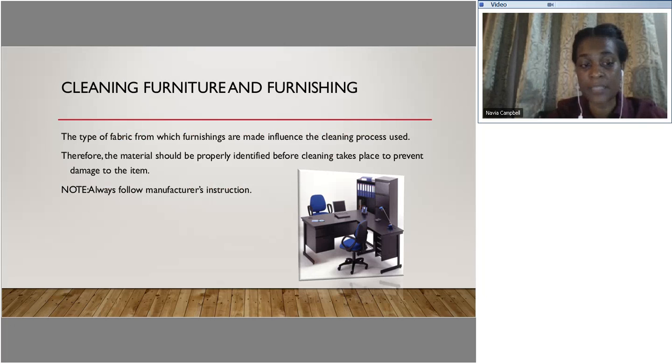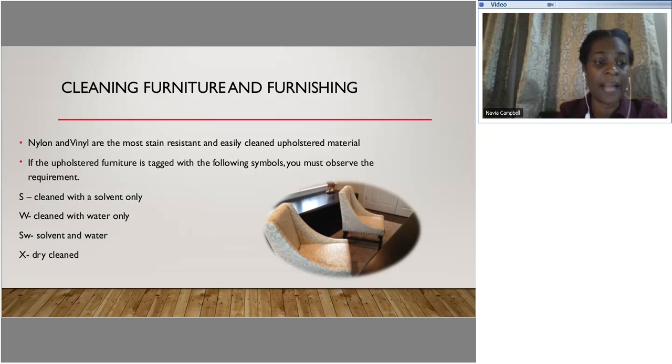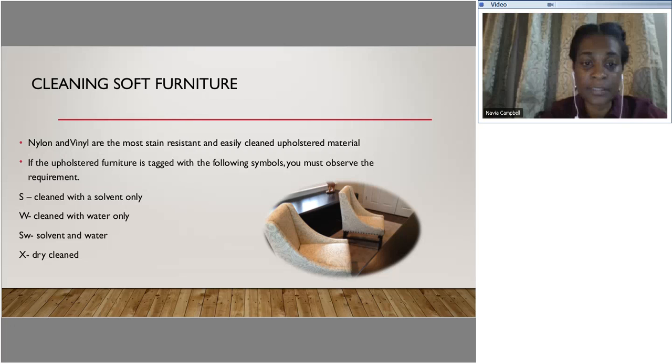The type of fabric from which furnishings are made influences the cleaning process. Therefore, the material should be properly identified before cleaning takes place to prevent damage to the item. Please note that you should always follow your manufacturer's instructions. Nylon and vinyl are the most common stain resistant fabrics and they're easy to clean. If the upholstered furniture is tagged with the following symbols, you must observe the requirements.